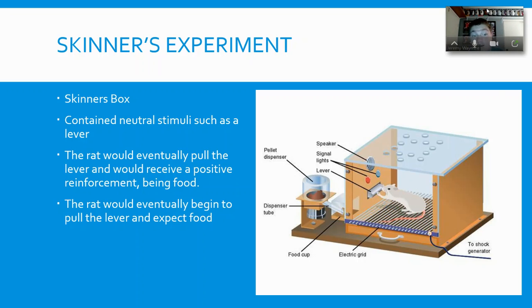They also did negative reinforcement with Skinner's box. As you can see, there's an electric grid on the bottom. I'll talk about that in a second, but basically the rat pulls the lever to stop the shock.